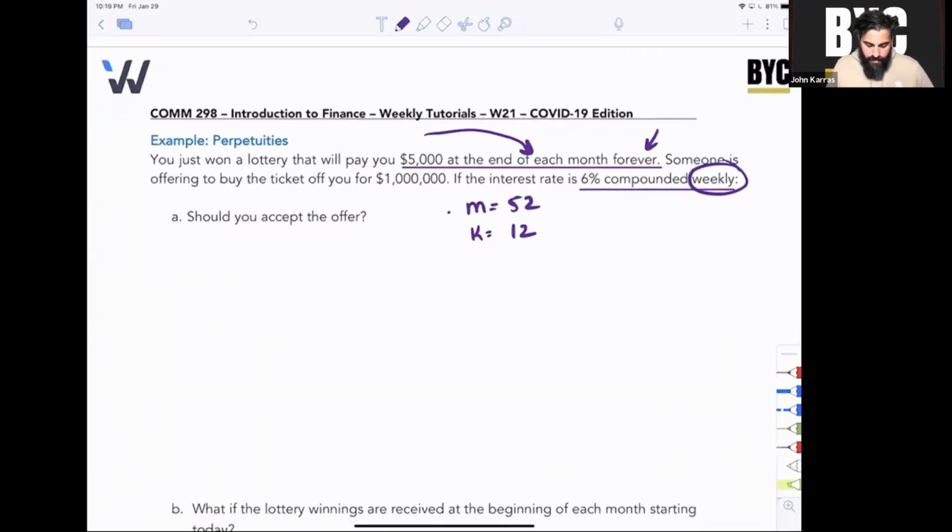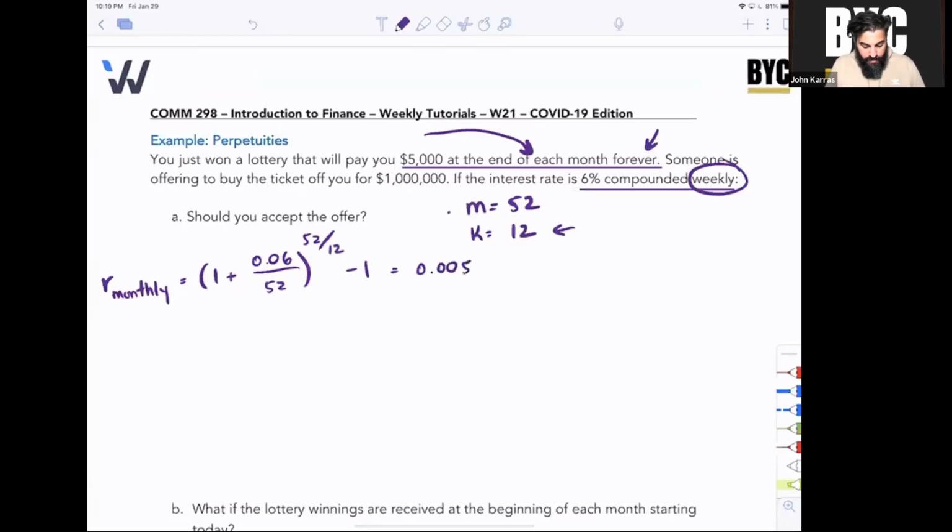So because they're different, before I do anything, I'm going to find my monthly rate. Again, monthly, it's not always monthly, it's been monthly for 2 questions. Monthly because my K is 12, right? So 1 plus the nominal rate over M to the power M over K, minus 1. You should get 0.005. If you keep more decimal places, you'll eventually get to that, but always the more you keep, the better. Okay, so we've got our monthly rate.